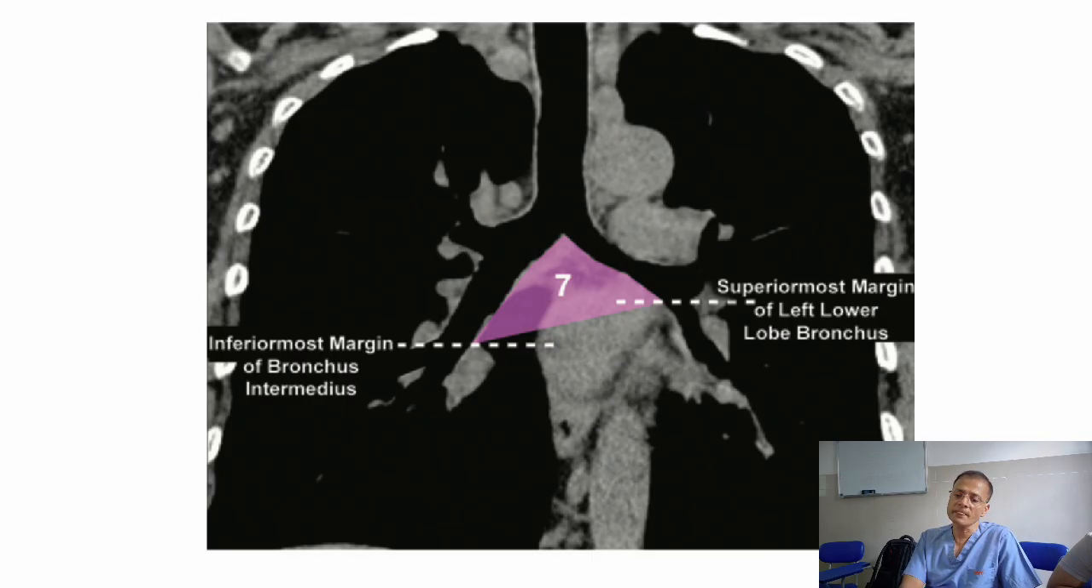On the left side, which is not equal, you can see it's longer on this side, and lesser on this side. On the left side, up to the upper border of the bifurcation into the upper and lower lobe, this should be the left lateral margin of level 7. So this group of lymph nodes is the level 7 lymph nodes. Level 7 lymph node is always ipsilateral. For the right side it is level 7, N2. To the left side it is also ipsilateral, N2.